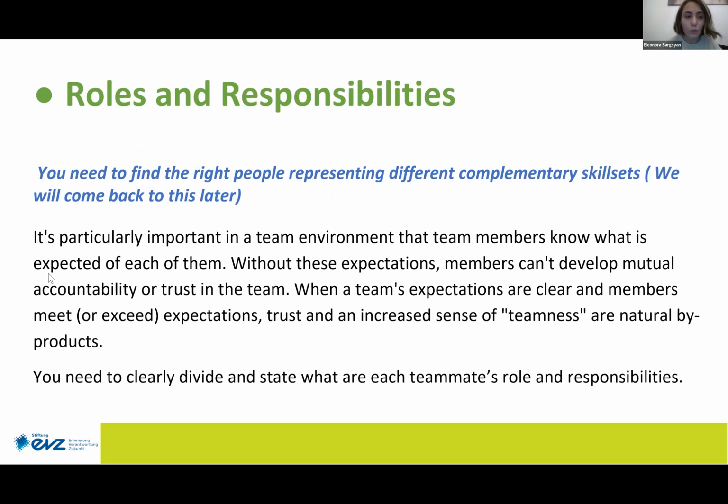Roles and responsibilities. Of course, before sharing roles and responsibilities, you need to have collected the right people around who represent different complementary skill sets. But we will come back to this later, so we're not going very thorough now. It's particularly important in a team environment that the team members know what is expected of each of them. Without these expectations, members can't develop mutual accountability or trust in the team. When a team's expectations are clear and members meet expectations, trust and an increased sense of teamness are natural byproducts. So you just need to clearly divide and state each teammate's roles and responsibilities.